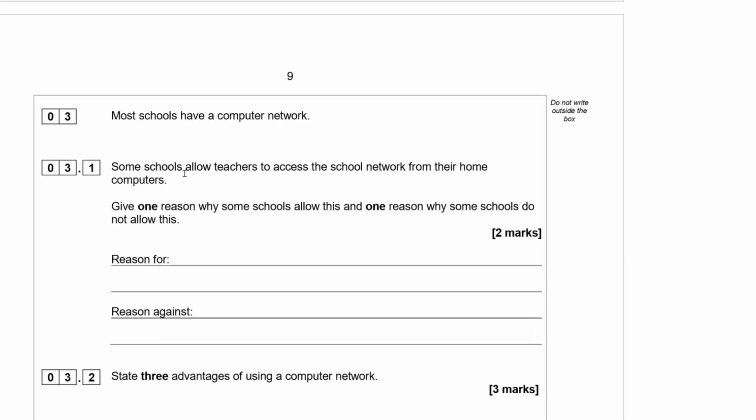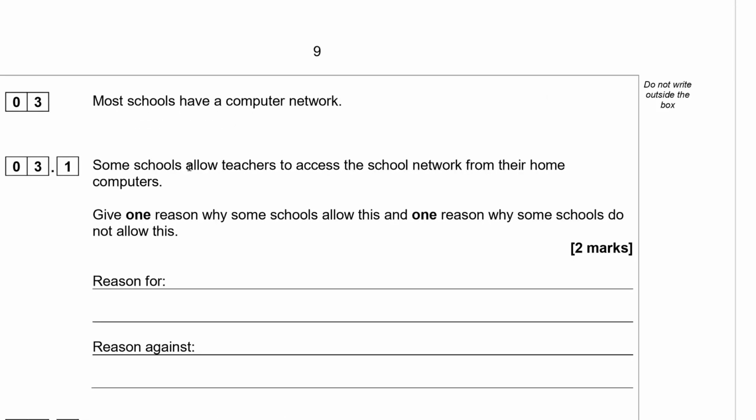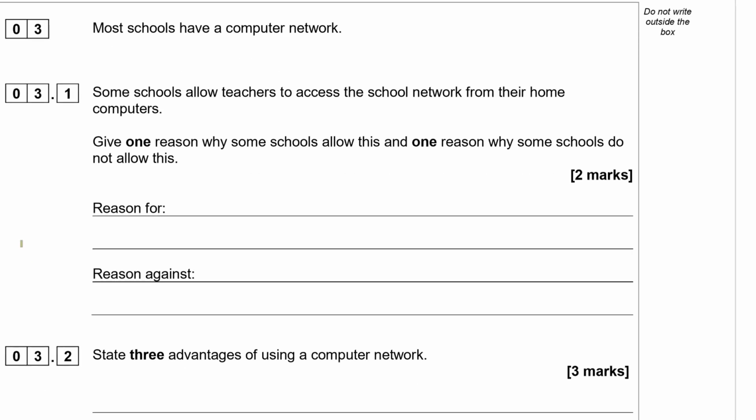Okay, right, that took a long time, that question. In the real exam it should only take about 11-12 minutes max. So moving on to questions on networks, it looks like. So most schools have a computer network. Some schools allow teachers to access the school network from their home computers. Give one reason why some schools allow this, and one reason why some schools do not allow this.